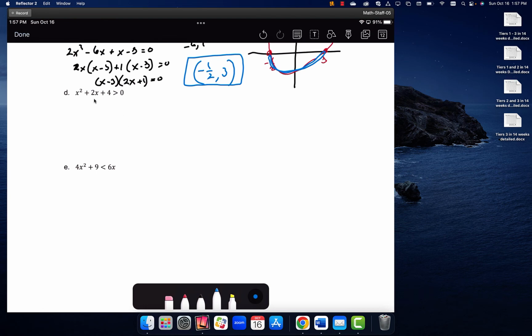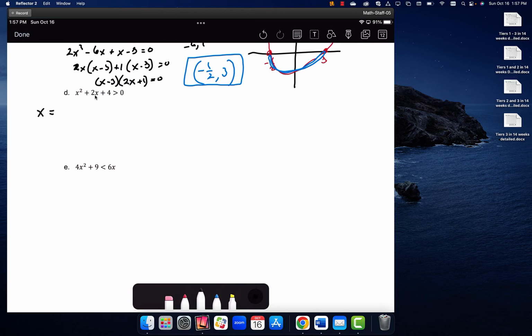Next, we have this quadratic. Looks like a is 1, so we can try to factor, but there are no two numbers that multiply to 4 and add to 2. I can't think of any two numbers that will multiply to 4 and add to 2. So in this case, we may need to use a different technique. If factoring doesn't work, your go-to is always the quadratic formula.